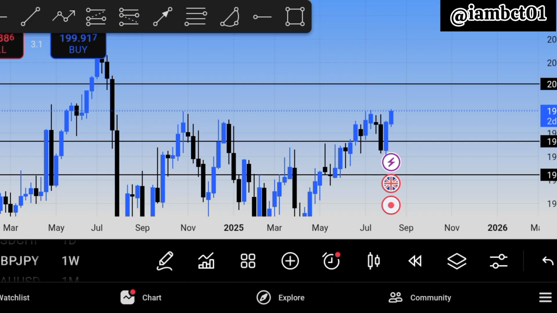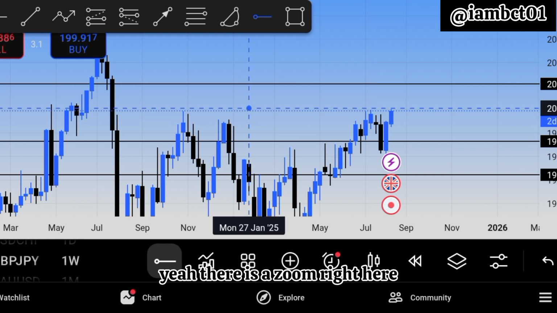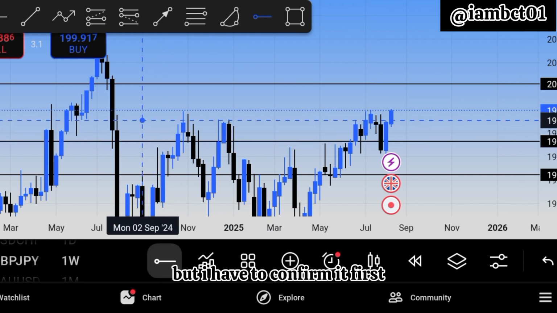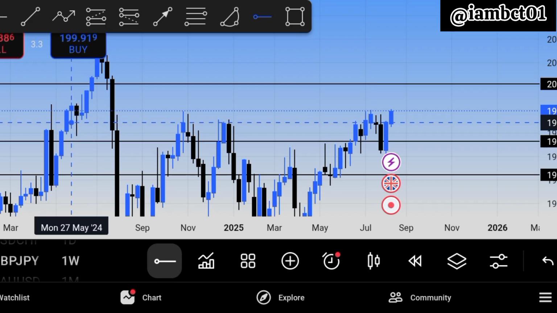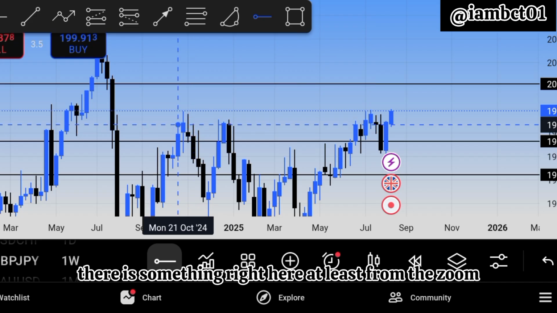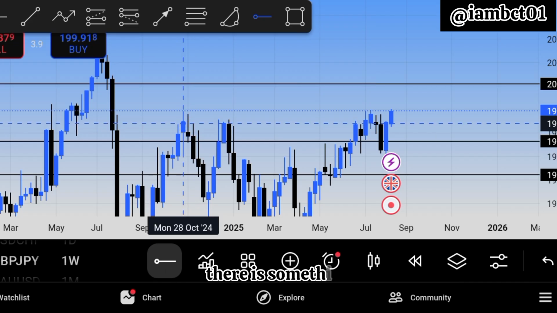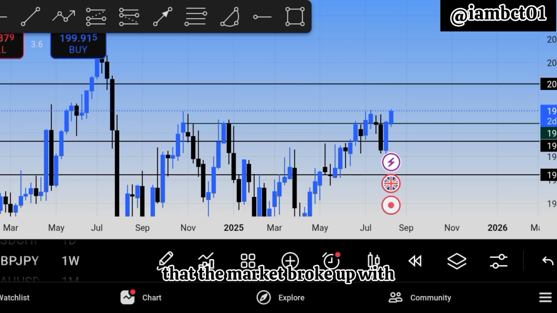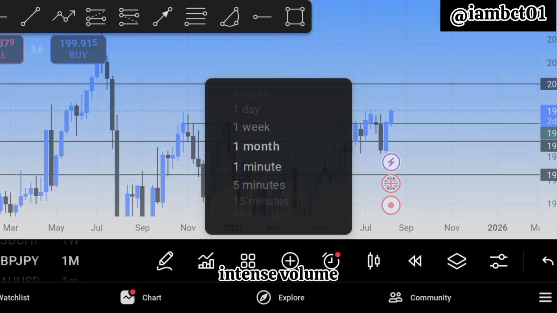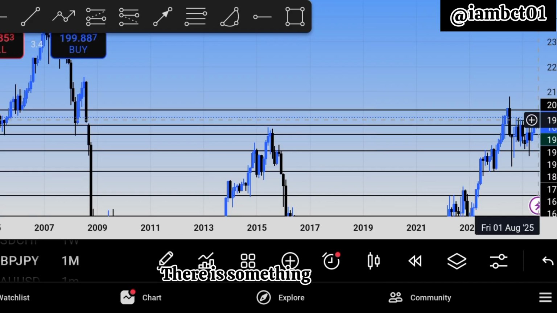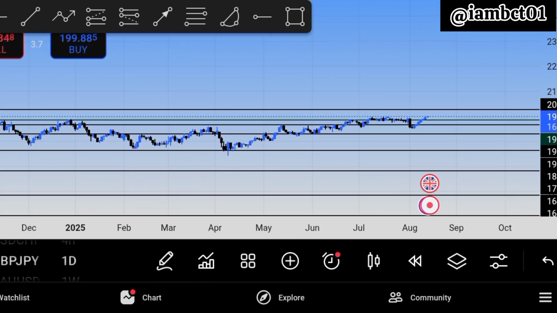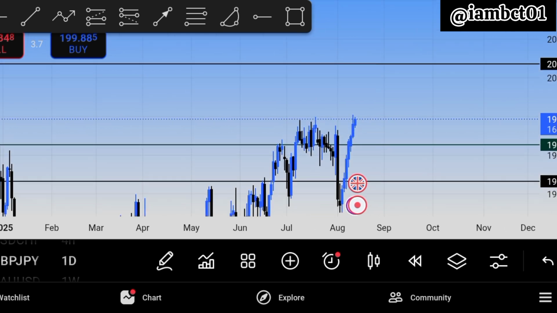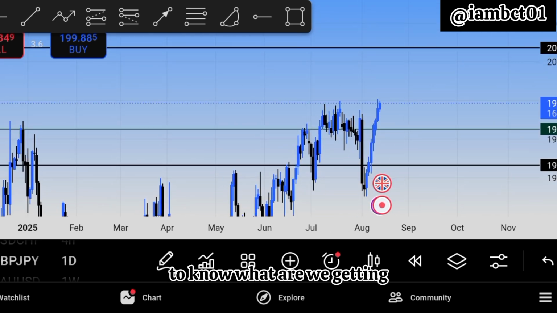So there is something right here. Yeah, there is a zone right here, but I have to confirm it first. There is something, at least from this zone. There is something that the market broke out with intense volume. There is something in this line. So let's go on to daily to know what we are getting.